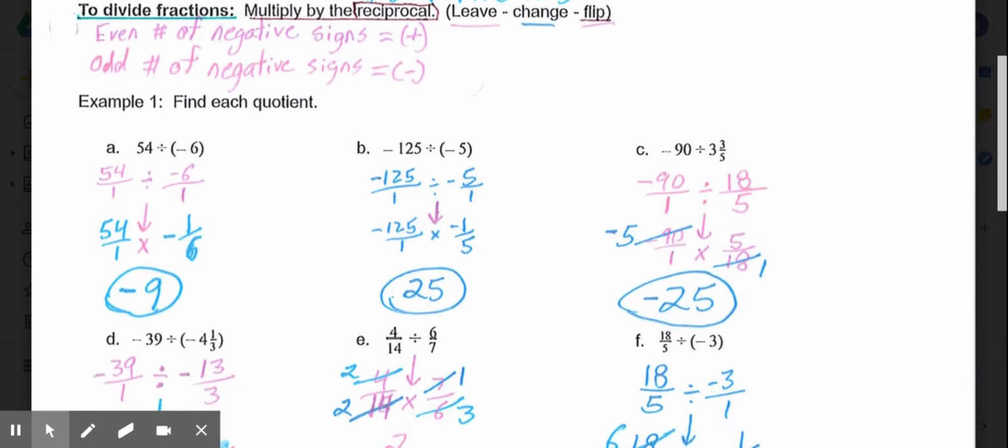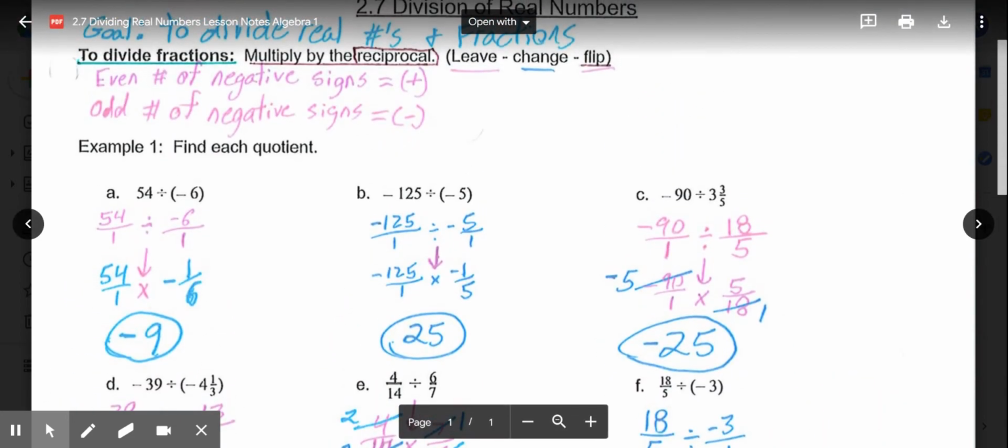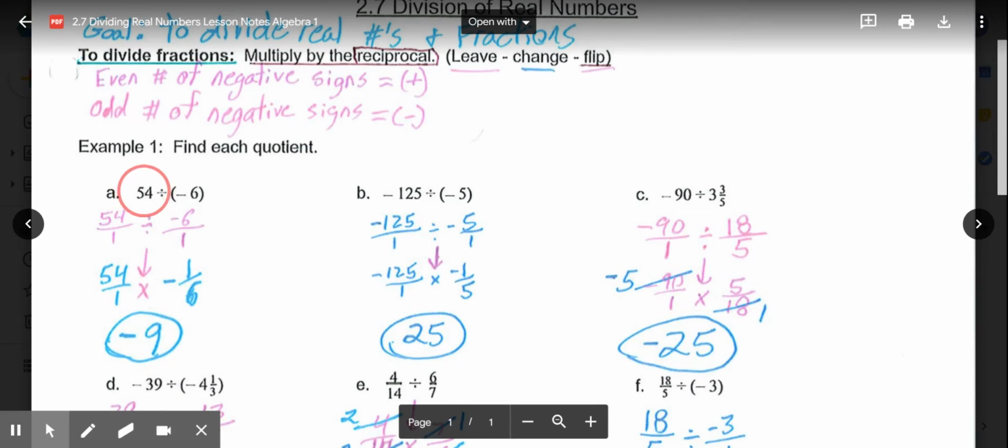Then in example 1, which is just our 6 different pieces that we're looking at for this lesson, they ask us to find each quotient. And remember that term quotient means the solution to a division problem. So in part A, we have 54 divided by a negative 6. So just like division always, 54 divided by 6 is 9. Positive divided by a negative would give us a negative. So 54 divided by negative 6 gives us a negative 9.